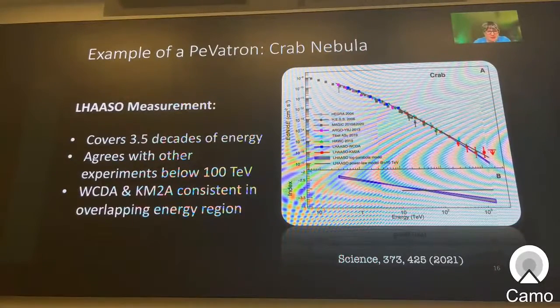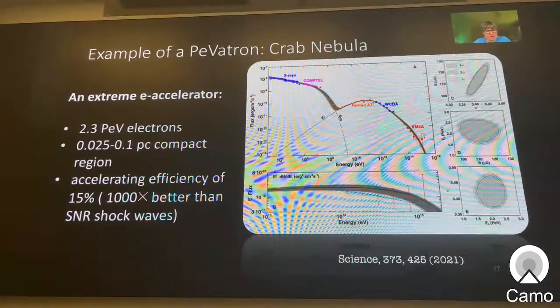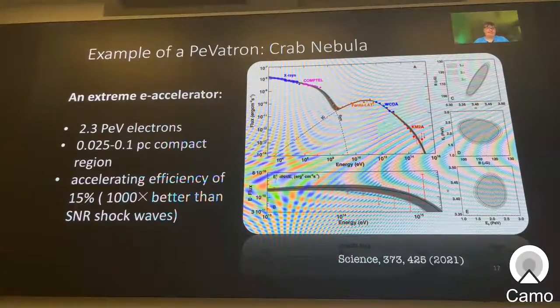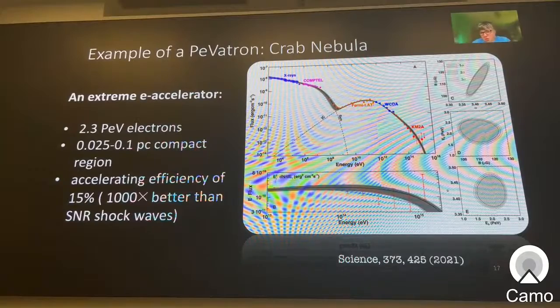And then what they did is they performed a fit, assuming an electronic model, saying that the highest energy electrons that produce this gamma ray emission are greater than 2 PeV, and that they are accelerating in a rather compact region, and that this would mean that the acceleration efficiency of this, of course, unique source is about 1,000 times better than supernova remnant shock waves.